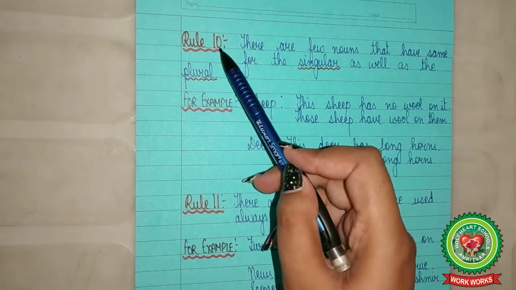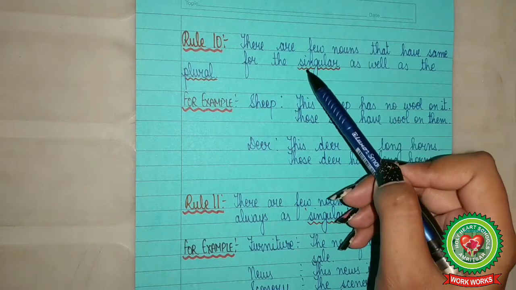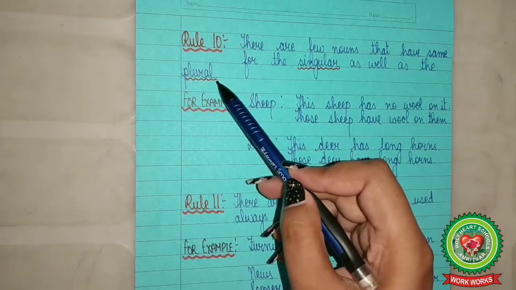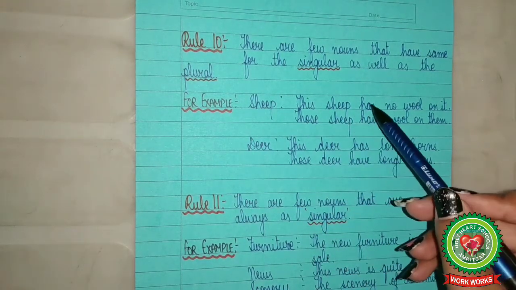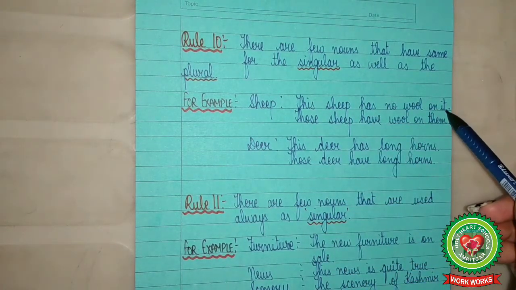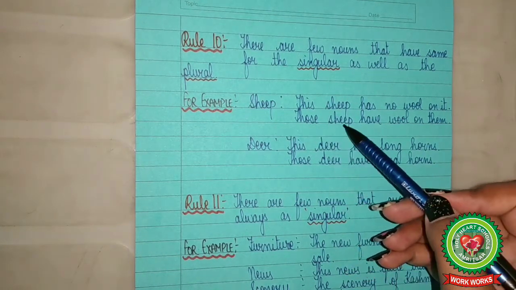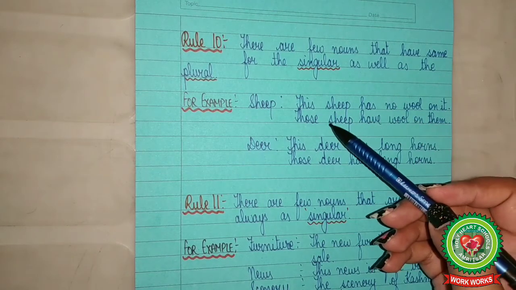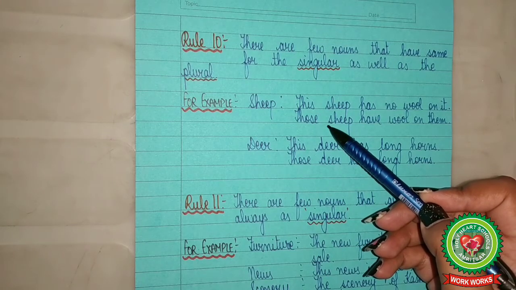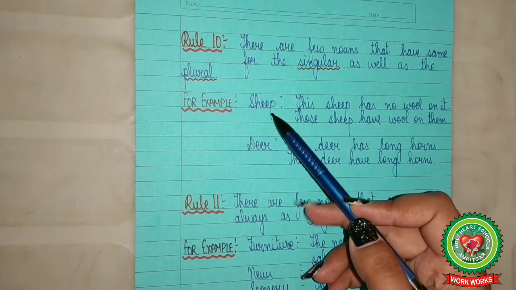Rule 10 says, there are few nouns that remain same for the singular as well as the plural form. For example, sheep. This sheep has no wool on it. We are talking about one sheep, so it is singular. Those sheep have no wool on them. Here we are talking about many sheep, so plural, but the word remains the same.